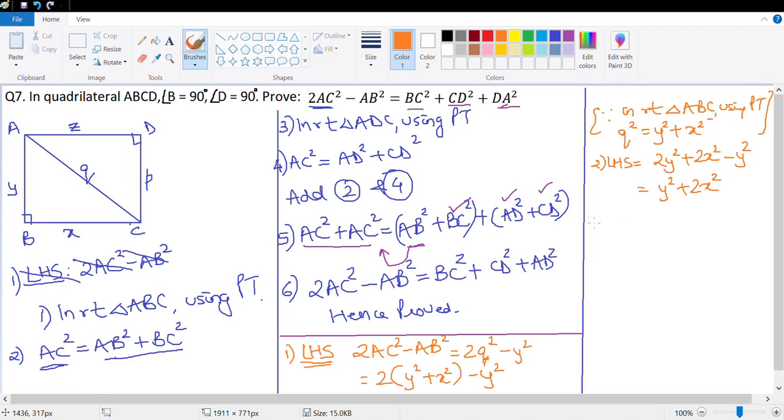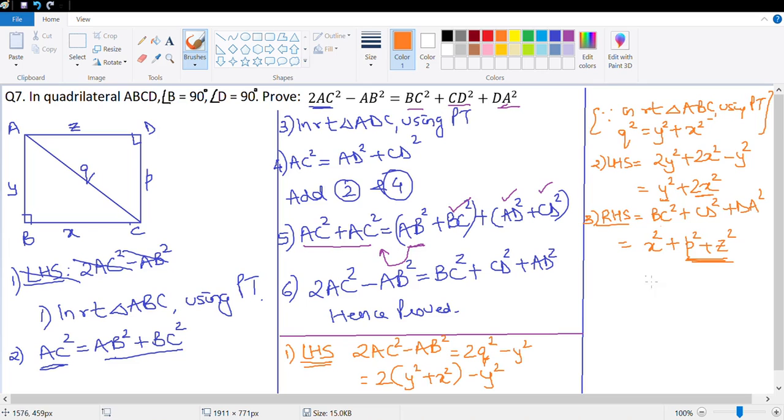Let's look at the right hand side. So right hand side is equal to BC square plus CD square plus DA square. So BC square is equal to x square. Yes, CD square is equal to p square and DA square is equal to z square. Let's see how this will work for us. I have x square, I need one more x square and I need y square. So I need to remove p square and z square.